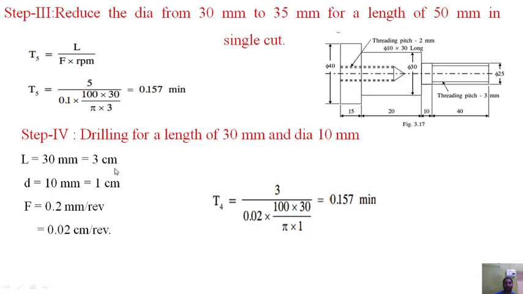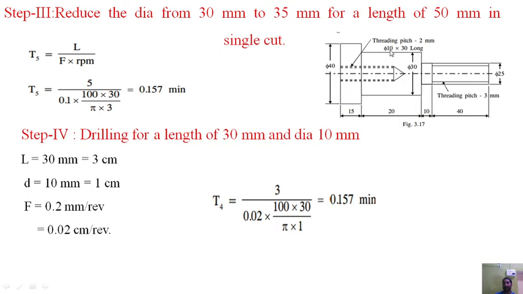So T4: the length of the workpiece is 3 and the speed for the drilling is 0.02 centimeter. This is here RPM 100 S by pi d. So d is 1 centimeter, because we are making a hole of 10 millimeter dia. So that is 1 centimeter.